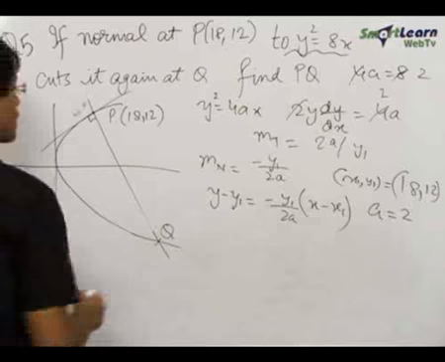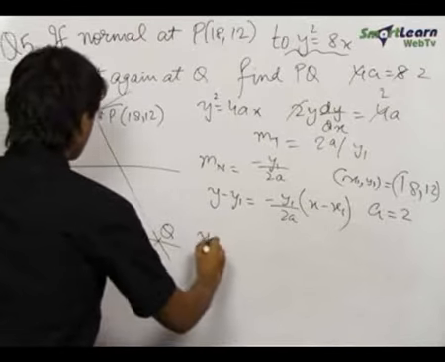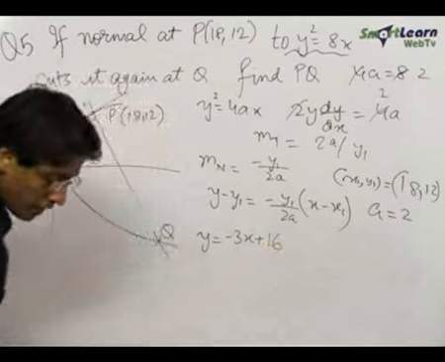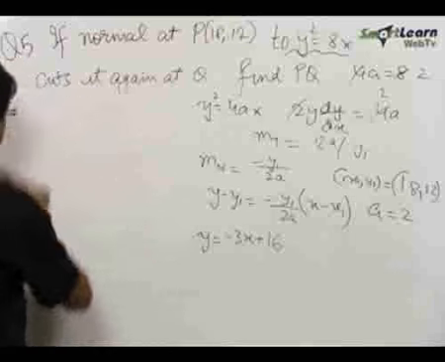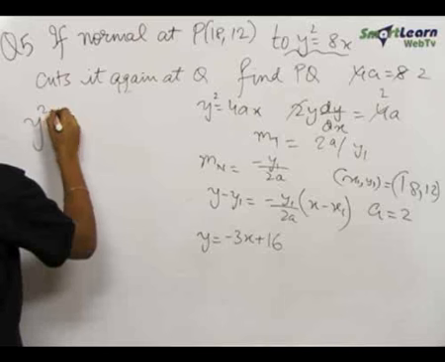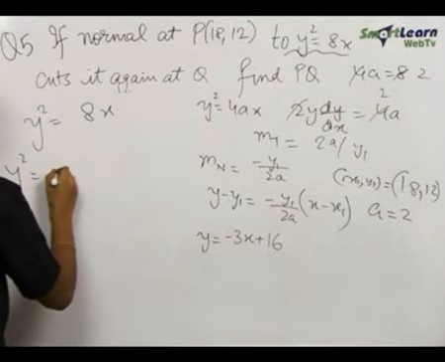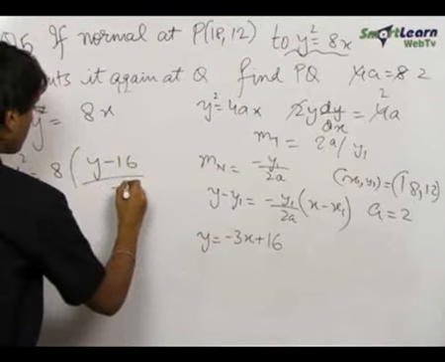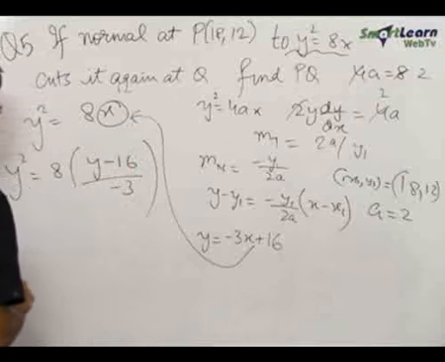On putting the values of x1, y1 and a in this equation, we get the equation of normal as y = −3x + 16. Now what we can do is solve this equation of normal with the parabola to get the two points. We have the parabola y² = 8x. So we can write this as y² = 8 times (y − 16)/(−3), where we have substituted the value of x from the normal equation.